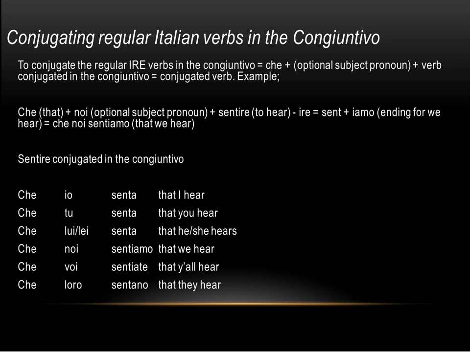Facile, no? Easy. Okay, now, the only other thing I want to point out is if the verb is what we call an isc verb, a regular IRE verb, then for the first, second, and third person singular and the third person plural, we still add the isc in between the infinitive root and the congiuntivo ending. Therefore, for instance, if this was finire, it would be che io finisca, che tu finisca, che lui/lei finisca, then che noi finiamo, che voi finiate, and che loro finiscano. So we still have to follow the isc rules for the isc verbs.